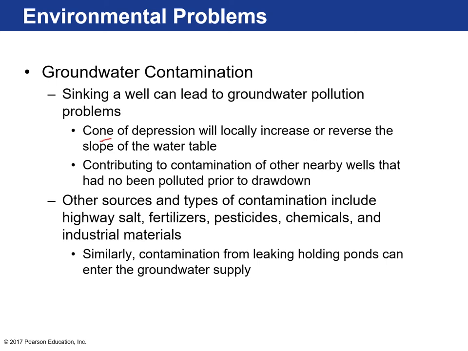The cone of depression, if you create one, it can reverse the slope of the water table and change the direction of groundwater movement. So if you have contamination, let's say like your house is here. Okay, actually, let's see if I have an image.